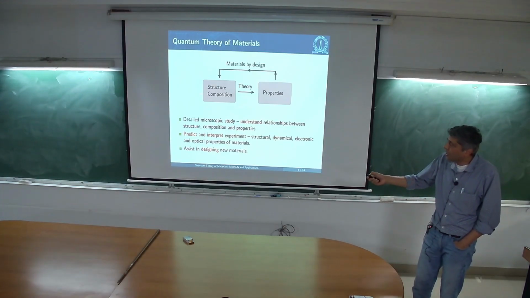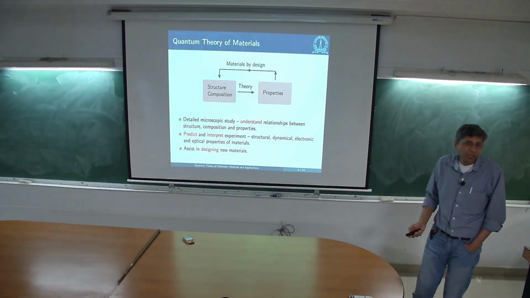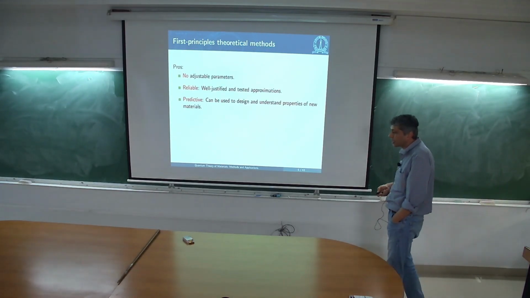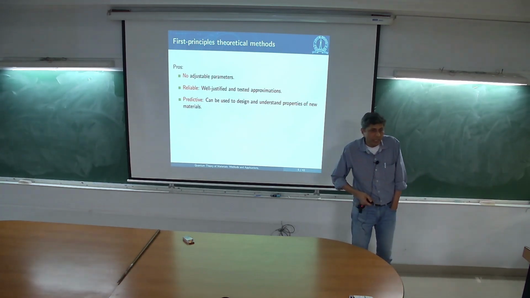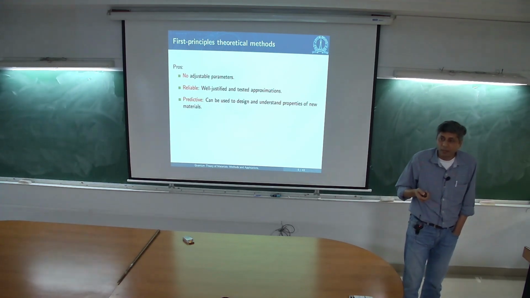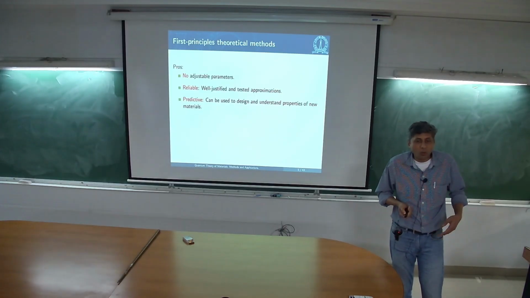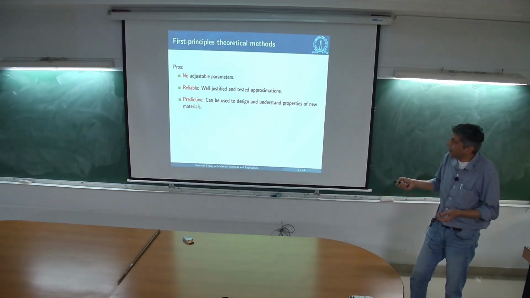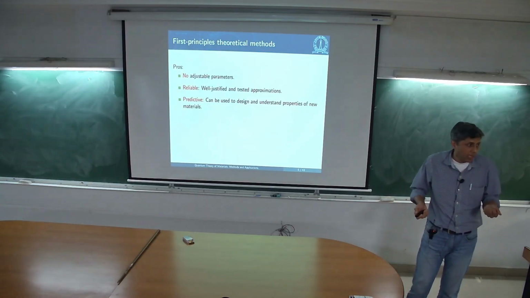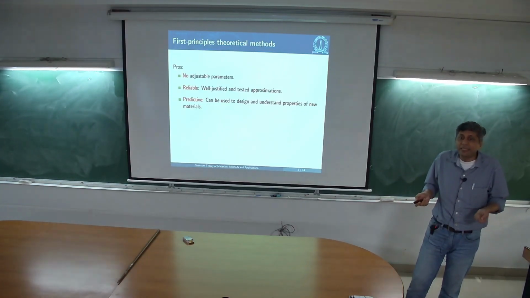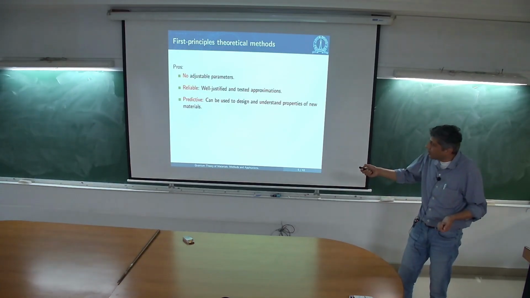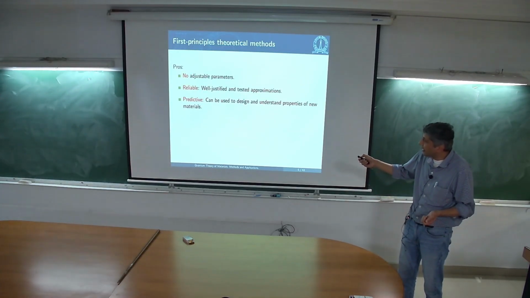Given a structure and composition, can you predict the properties? Now there are many ways in which one can predict properties of materials, and the kind of methods that I'm going to be using are called first principles methods. So what are first principles methods? They basically are methods where there are no adjustable parameters in the theory. Now that does not mean that there are no approximations, right? Of course there are approximations, but the approximations are well justified and tested.